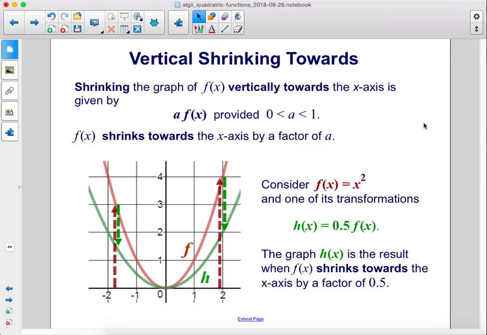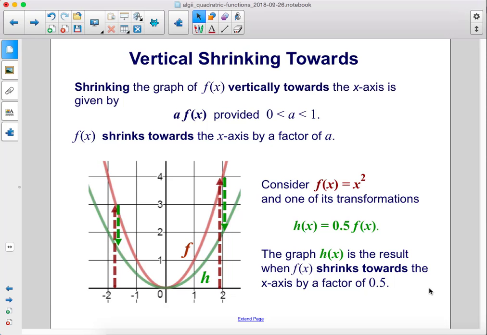Shrinking the graph of f of x vertically towards the x-axis is given by a times f of x, provided that a is between 0 and 1. F of x shrinks towards the x-axis by a factor of a. Consider f of x equals x squared and one of its transformations. H of x equals 0.5 f of x. The graph of h of x is the result when f of x shrinks towards the x-axis by a factor of 0.5.